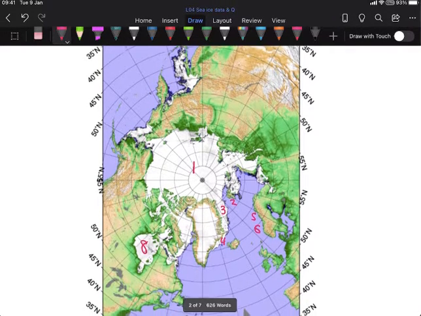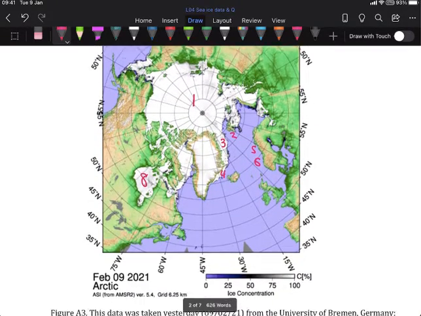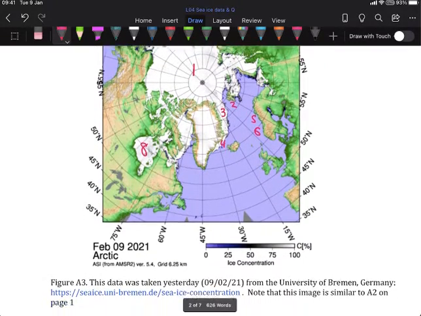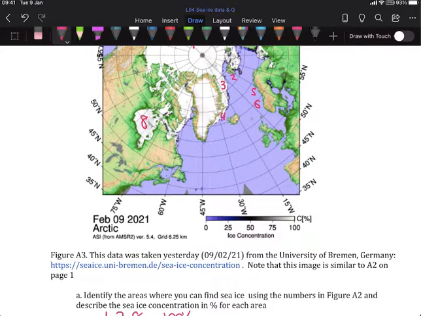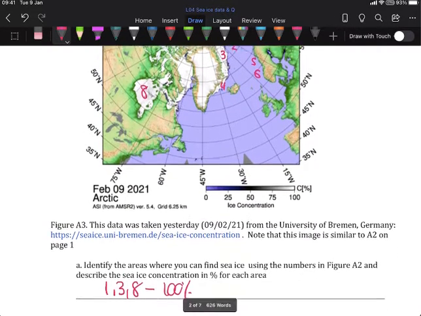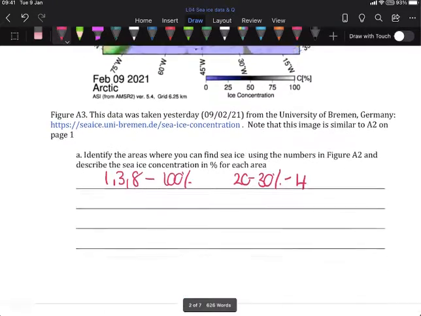So it's asking you to decide then from this picture where the ice is and what your percentage is. So in my head, 1, 3, and 8 are around 100%. They're really, really high. And 4 is probably maybe between 20 and 30% for area 4. So that's what this was looking for.